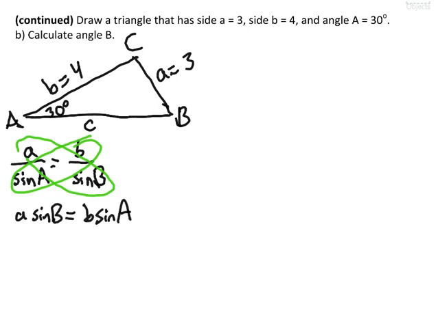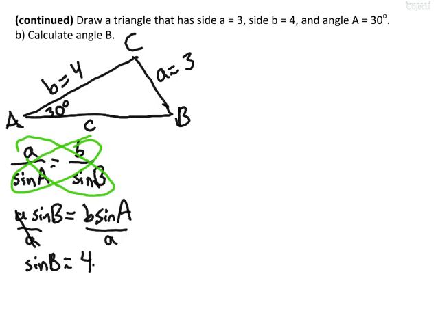That's handy because it gets rid of the sine B on the bottom. You can't rearrange for something that sits in the denominator; you need it in the numerator. Then we can divide both sides by A, and that'll give me sine B on its own. So let's plug in our numbers to see what sine B is.